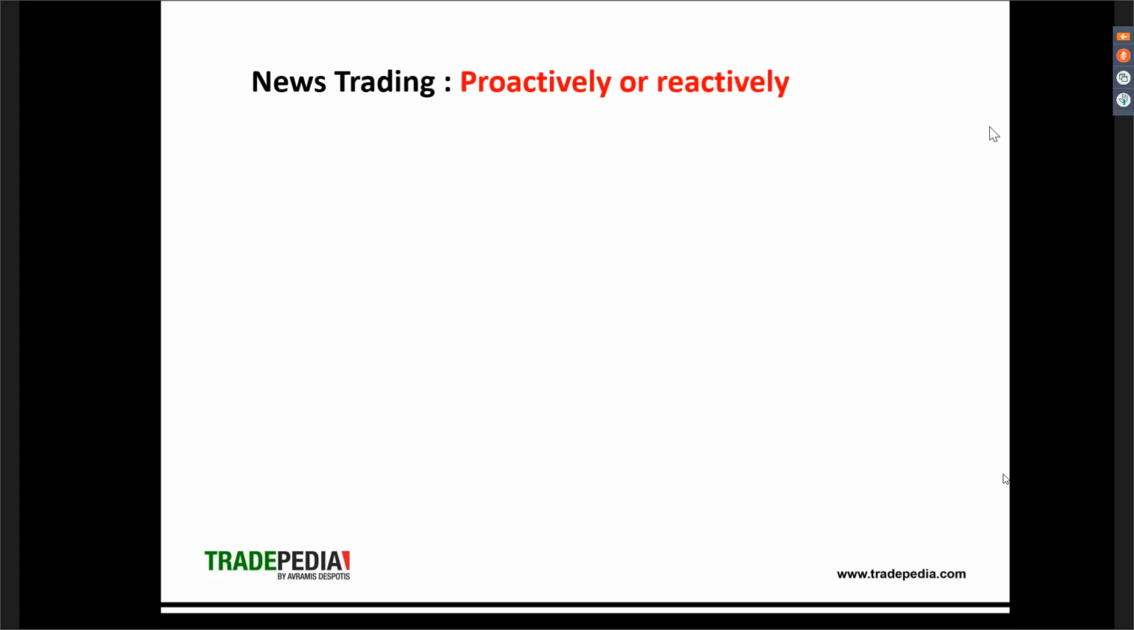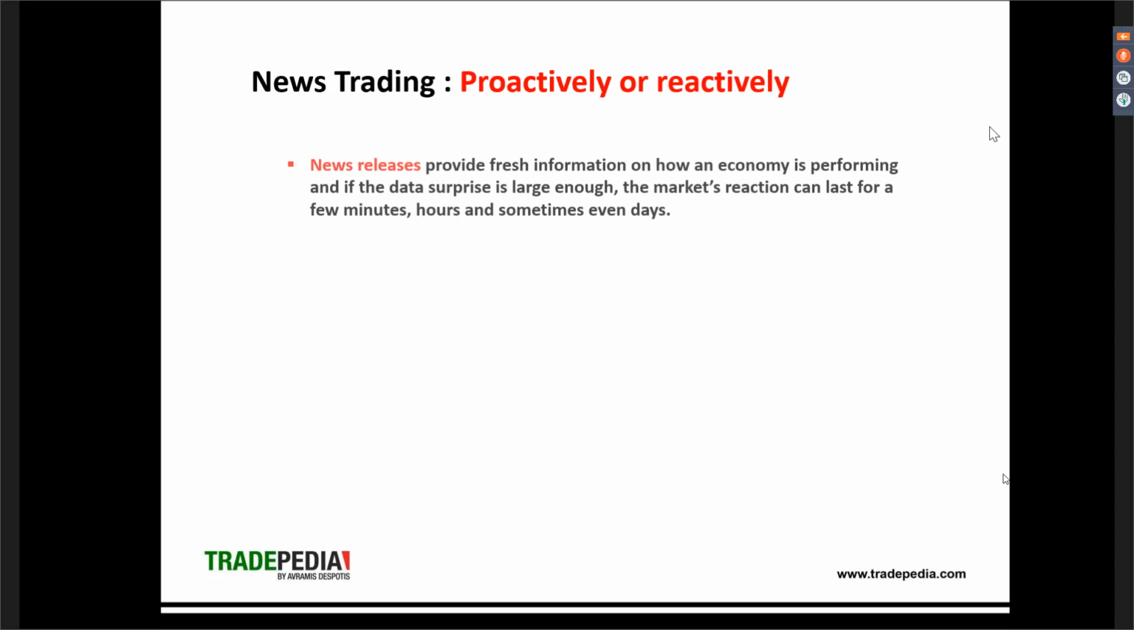So news trading can be done either proactively or reactively. News releases provide fresh information about how the economy is doing. And most importantly, if the data surprise is large enough, the market reaction can last from a few minutes, hours, or sometimes even days. But the important thing here is usually when do the biggest moves happen? When there's a big surprise in the data release.